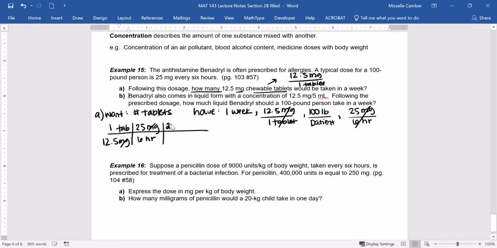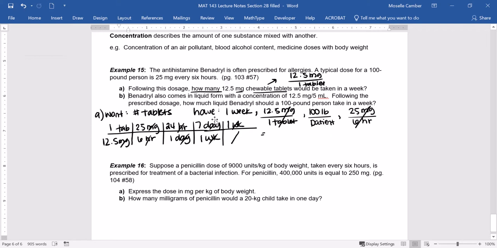I know that there are 24 hours in a day, and there are 7 days in a week. So days cancel, hours cancel. I'm left with tablets per week. I don't want weeks in my answer, so here I can use my 1 week. So here everything is canceled. I haven't used this 100 pounds, but that's okay, because we're just going to follow the same dosage.